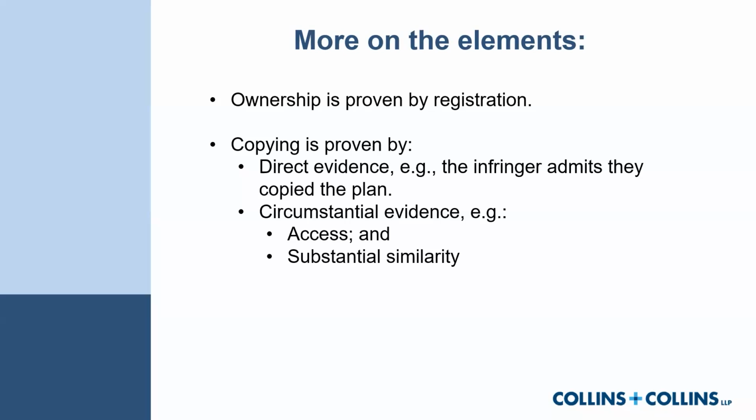The first is direct evidence. Do we have emails or communications where the infringer admits that they copied the plan? And the second type is pretty self-explanatory. It's circumstantial evidence. Does this person have access? Do they work in the same building as the original designer? Are they a former employee? Are they a close friend, a relative, that kind of thing?